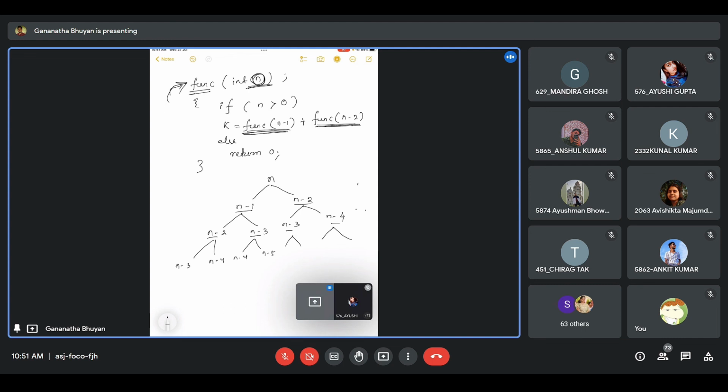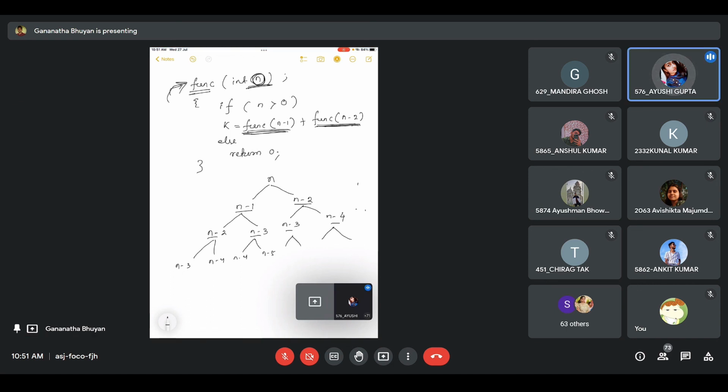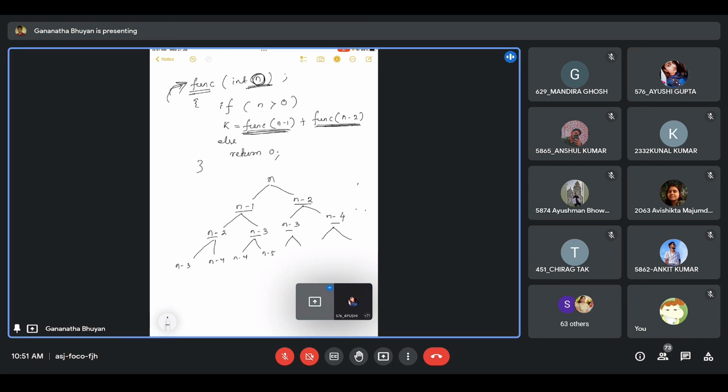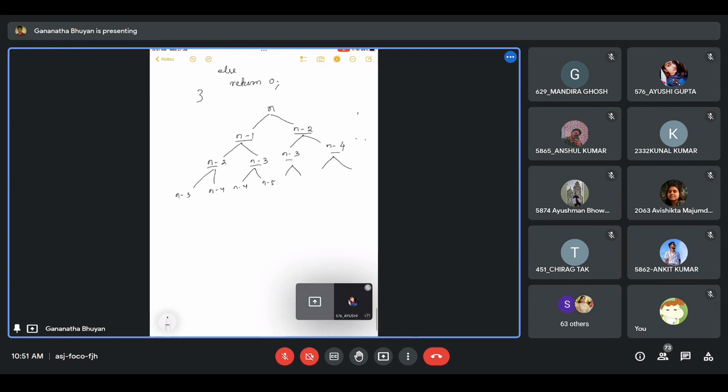Now can you tell me what was the time complexity? So 2 to the power n. 2 to the power n, because how many times we are basically making the function call? 1 plus 2 plus 4 plus 8 and so on, right?